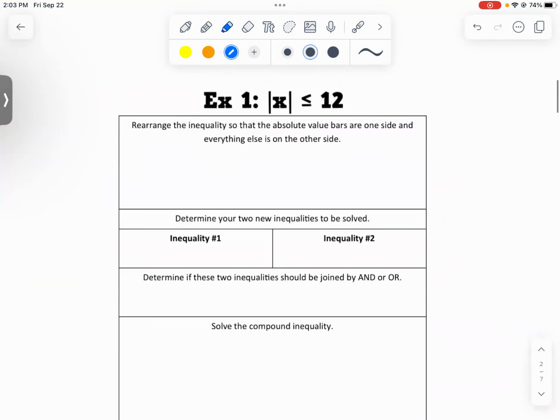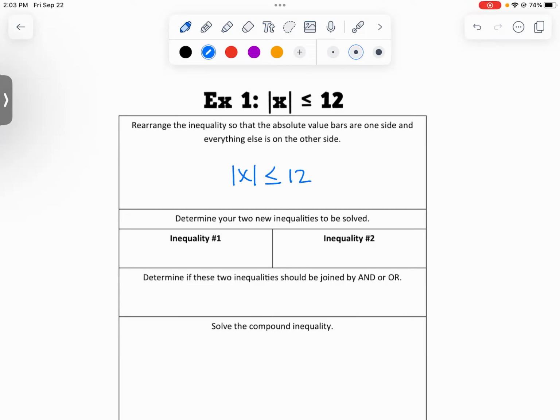Okay, so our first example is the absolute value of x is less than or equal to 12. First of all, our first step, it says to rearrange the inequality so the absolute value bars are on one side and everything else is on the other side. Is the absolute value bars by itself? Nope. Okay, already done. We have the absolute value of x is less than or equal to 12.